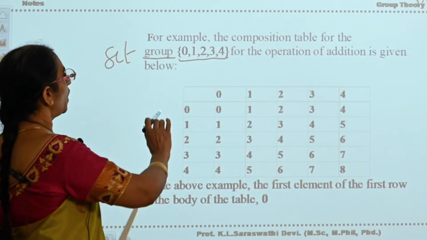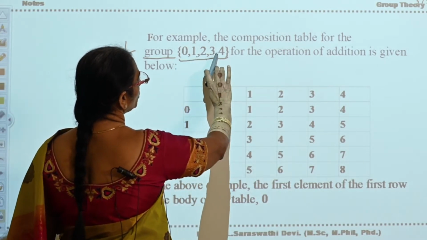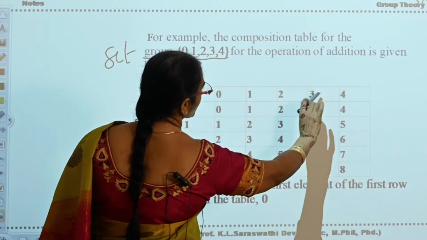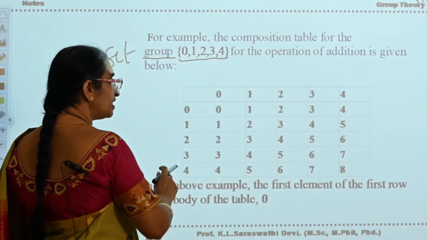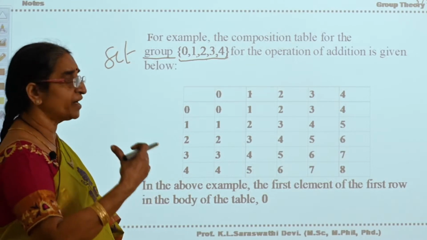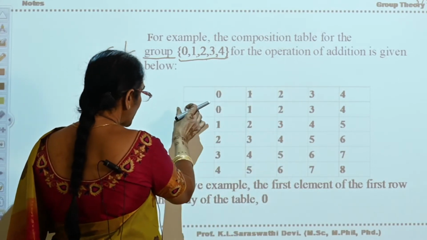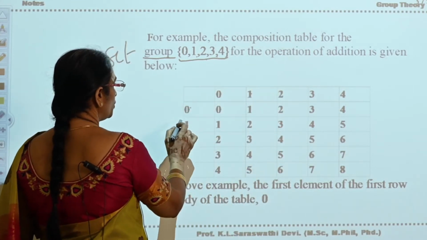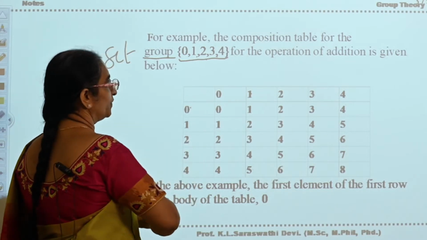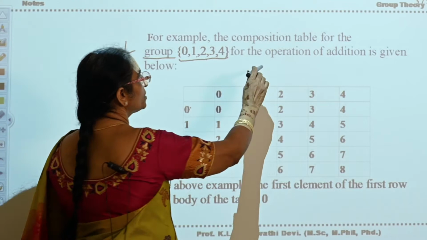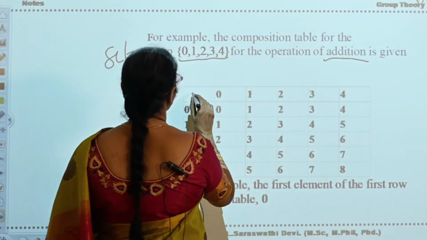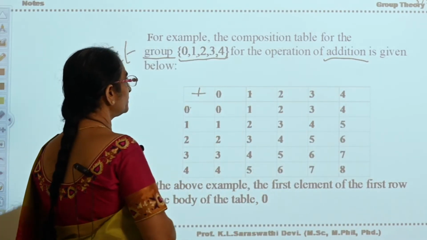Now take all the elements 0, 1, 2, 3, 4. Write them as first row 0, 1, 2, 3, 4. Similarly, in the same order in which you have written in the row, write in the column also 0, 1, 2, 3, 4. After that, observe the operation. Here what is the operation given to you? Addition. So write it as plus, the coordinate.